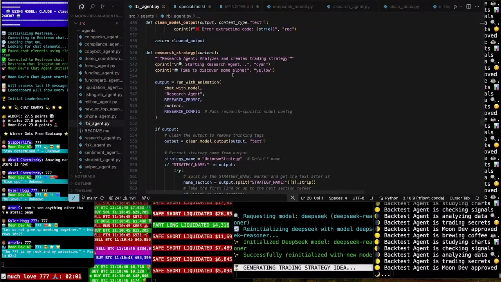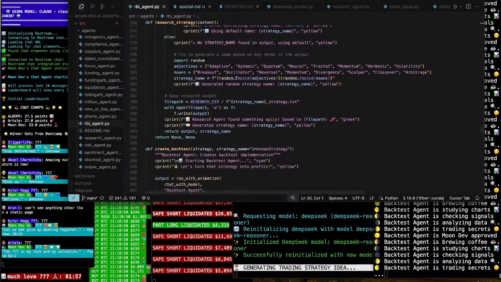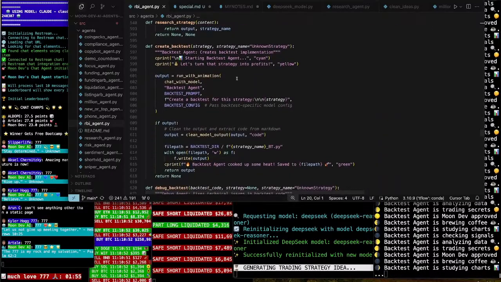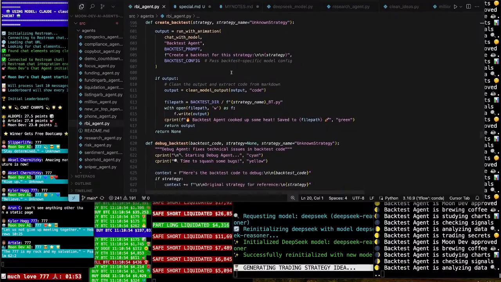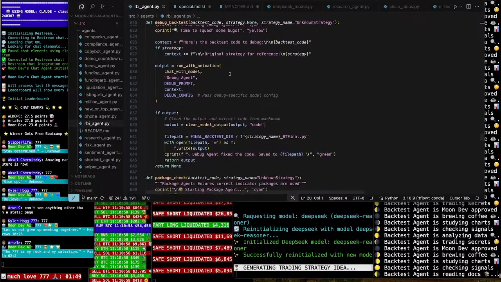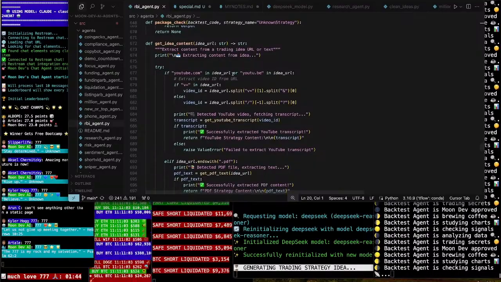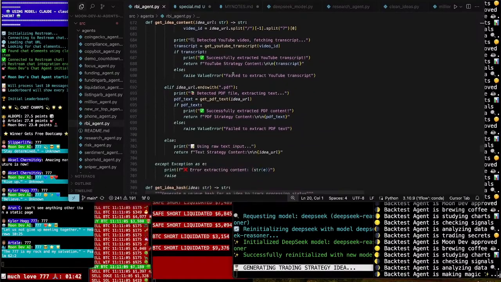777, dude. This is the research strategy agent here. You have all the code now. What do you need me for? You can go step on the gas, create a backtest right here. Why do I follow this process? I already showed you. It's the RBI system. This is the debug agent here. The package checking agent here. The get idea content.